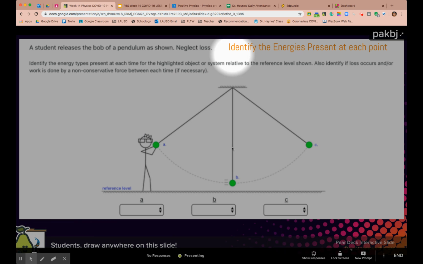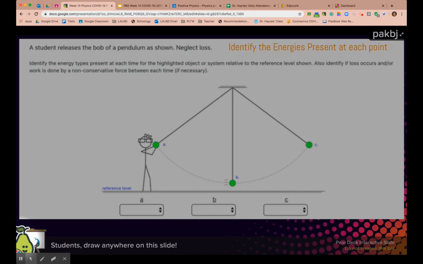Okay, what I want you all to do, if you're signed in, is identify the energies present at each point in this system. It says a student releases the bob of a pendulum as shown. Neglect loss, so we're not going to pay attention to loss in this problem. Just tell me what energies are present at point A, point B, and point C. Try to identify those, and then I'll see if we can share any of your answers. You can also type it in the chat room. You can type A, B, and C. Okay, I see someone typed in for A.